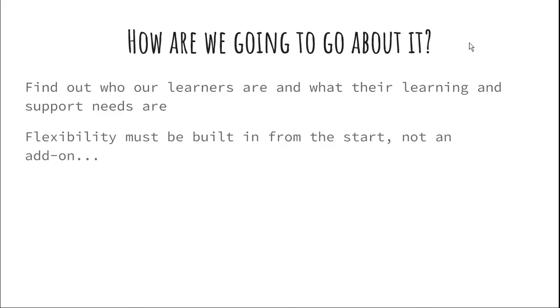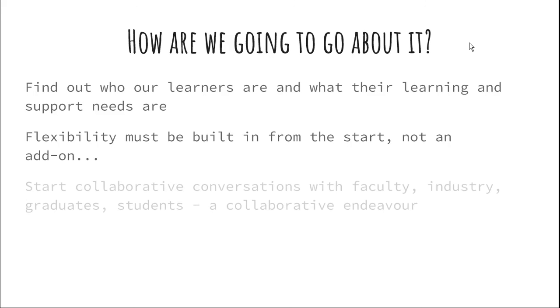So flexibility must be built in from the start, and it is not an add-on. We don't design the program and then think, okay, how are we going to offer this flexibly? We start off from who are our learners, what do they need, how are we going to offer it to them, and that's where the flexibility starts. You start collaborative conversations with your faculty, with industry, with graduates, with your current students. What do they need? Who are they? Do you really know? Make it a collaborative endeavor. If we're going to build knowledge in the faculties, it's got to be collaborative. We can't do it on our own.